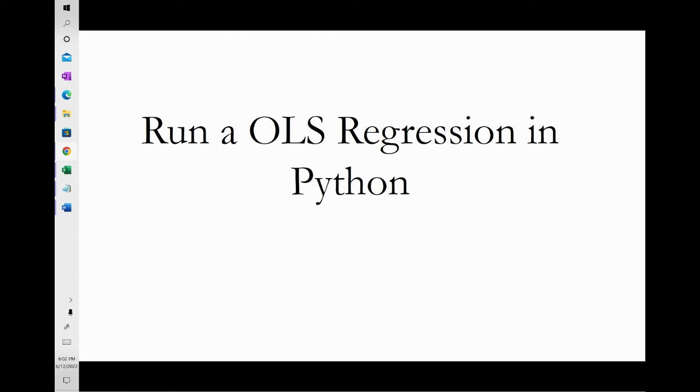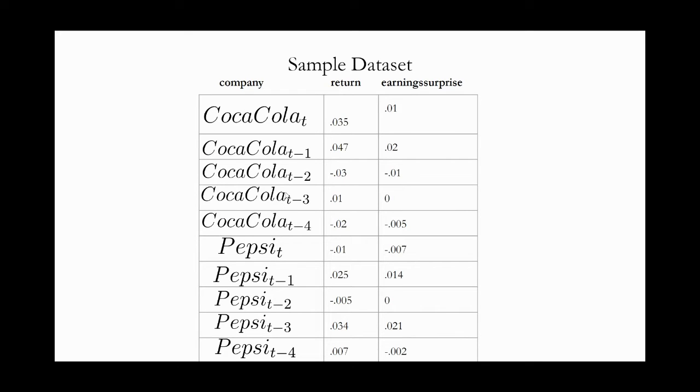Okay, hi everybody. In this video, what we're going to do is talk about running an OLS regression in Python. So let's look at the sample data set. We've got Coca-Cola, Pepsi, right? Coca-Cola in time t, Coca-Cola time t minus 1, Coca-Cola time t minus 2, dot, dot, dot, and Pepsi in time t, Pepsi in time t minus 1, Pepsi in time t minus 2, okay?